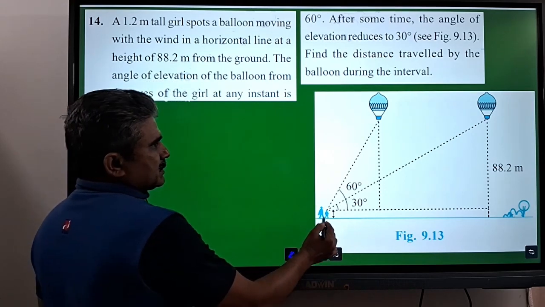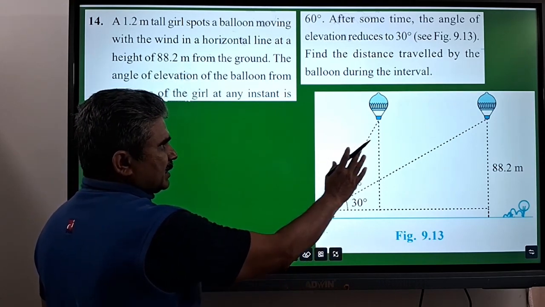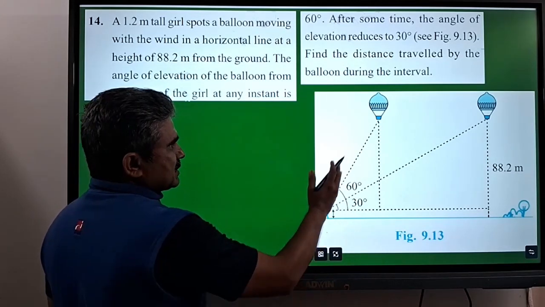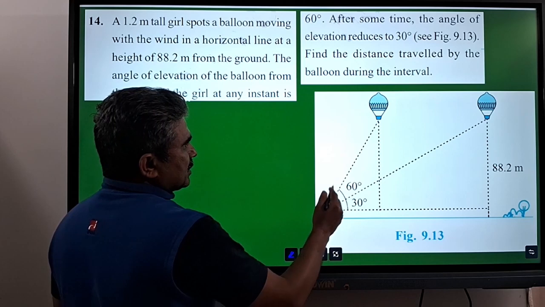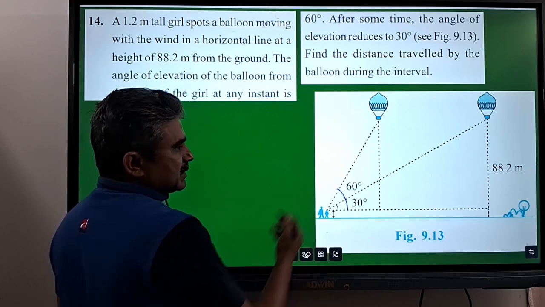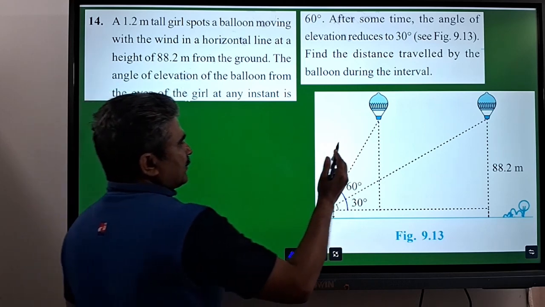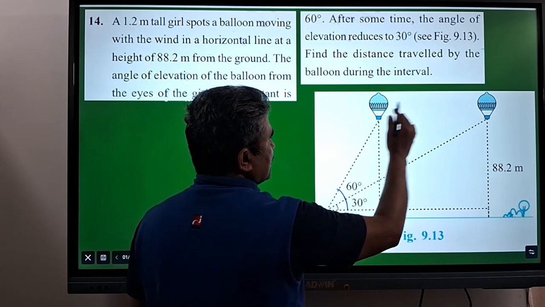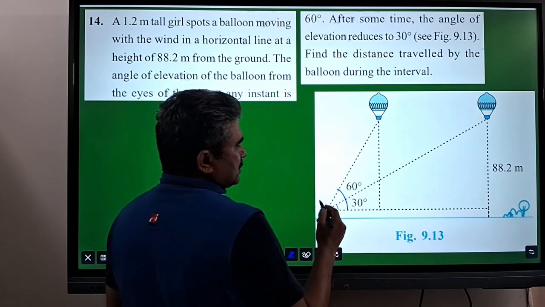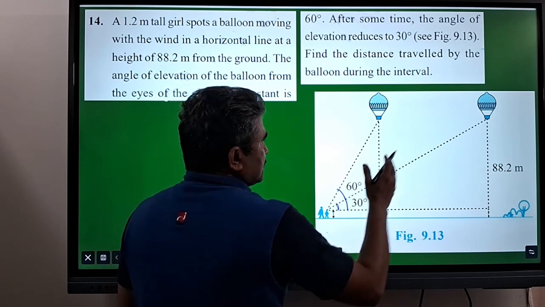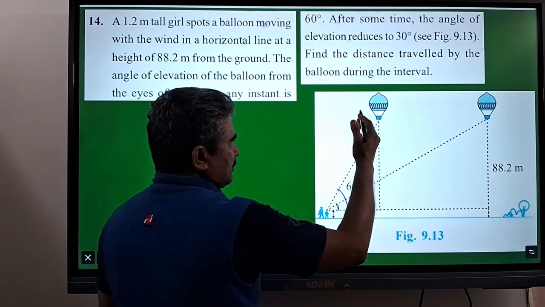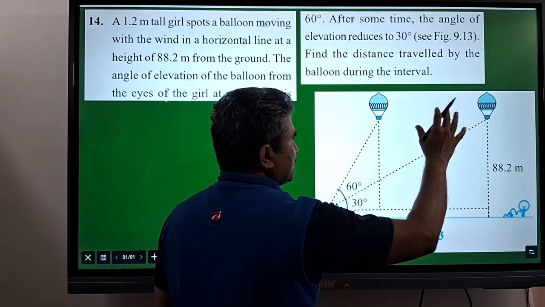So a girl is observing a balloon which is flying in the sky. At first it is at this position. So at that moment when she observed the balloon at an elevated angle 60 degrees, and after some time the balloon moved from here to there, and then this girl observed that one at an elevated angle 30 degrees.